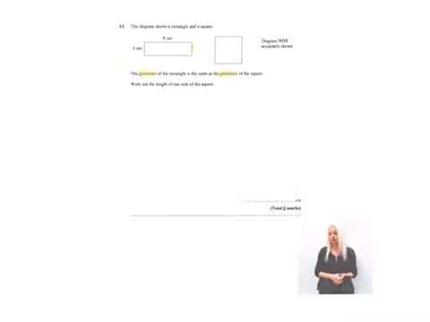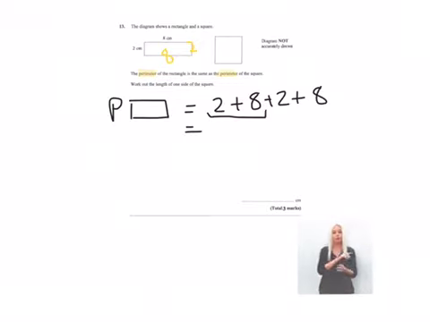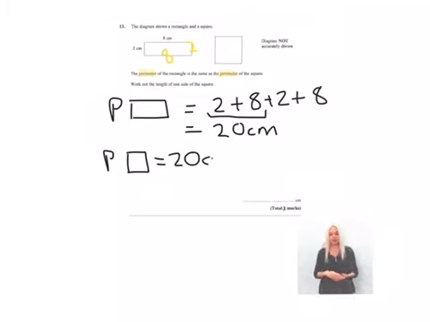Let's have a look. So let's start labelling some things. So this side is also 2. This side is 8, which makes the perimeter of the rectangle 2 add 8 add 2 add 8. 2 add 8 is 10, and we've got 2 of them, so that'd be 20 centimetres. And it says it's the same as the perimeter of the square. So the perimeter of the square is also 20 centimetres.